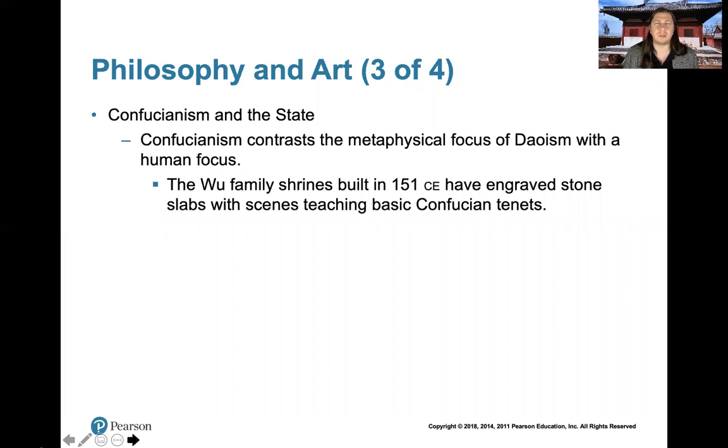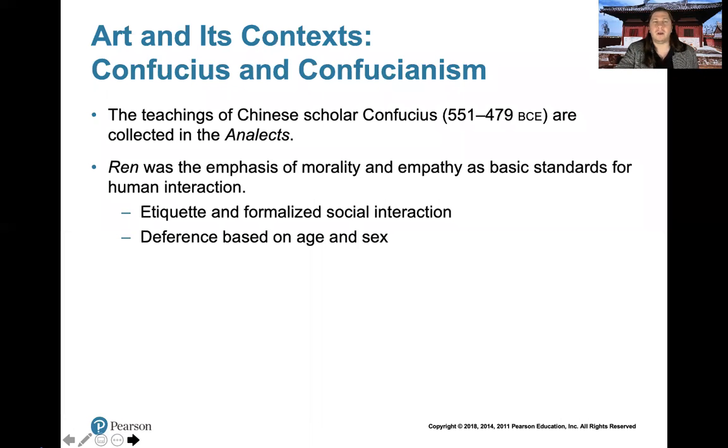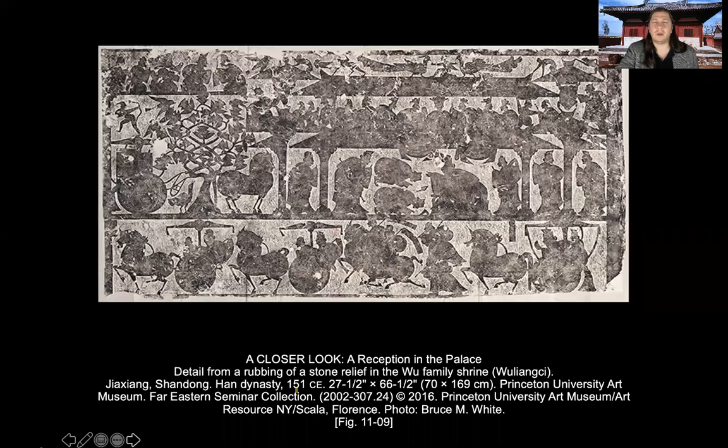So Confucianism was kind of like the state religion. We'll look at a rubbing of a low relief from the Wu family shrine that kind of embodies these Confucian ideas. Confucianism is based on basically justice, etiquette, all of these kind of ideas about proper human interaction. And we can see some of them embodied in this low relief from the Wu family shrine.